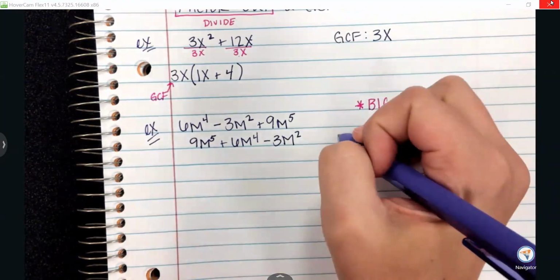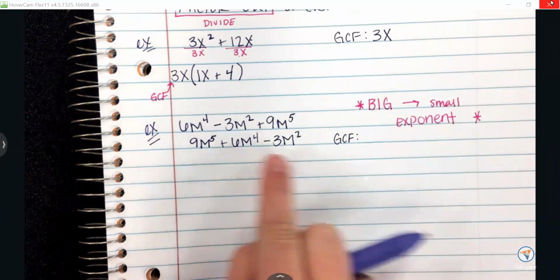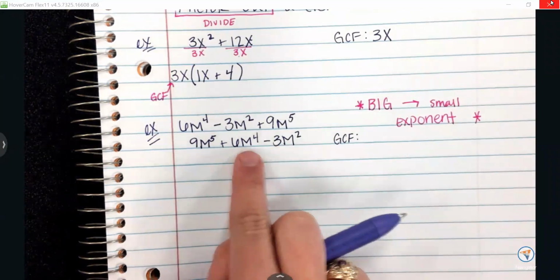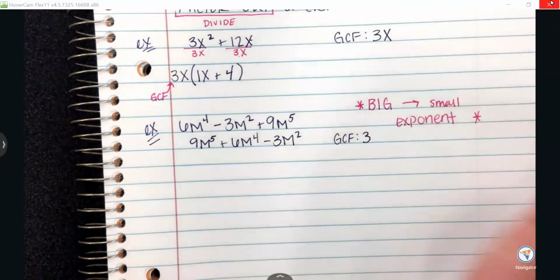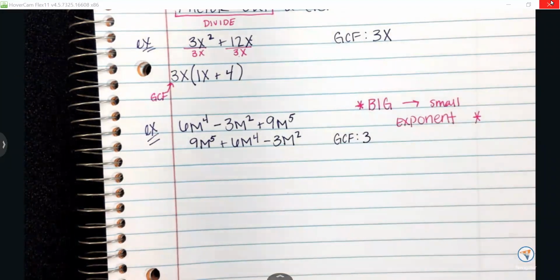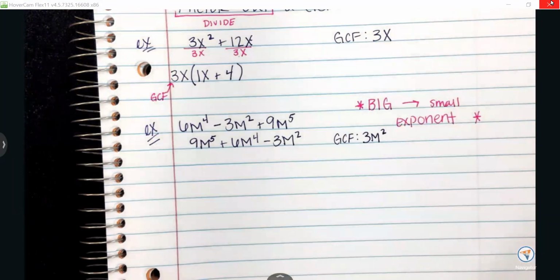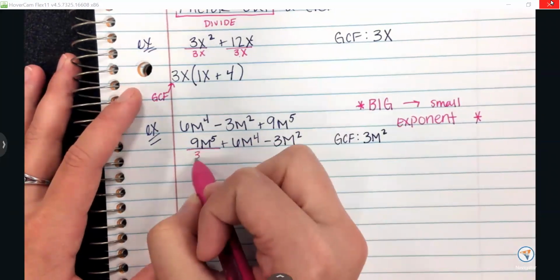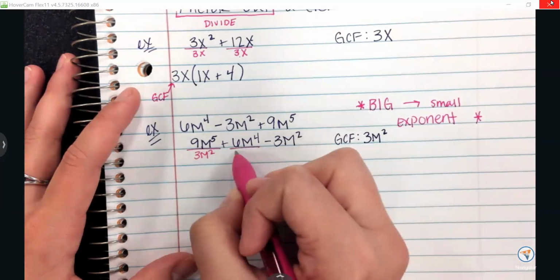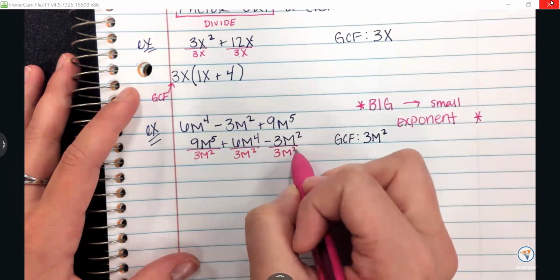Now we need to find a GCF. I have a 9, a 6, and a 3. What can I divide all those by? By 3, very good. How many m's can every single person give? 2m, so 3m squared is my GCF. So what am I going to do with my GCF? I'm going to divide every single thing by that GCF.